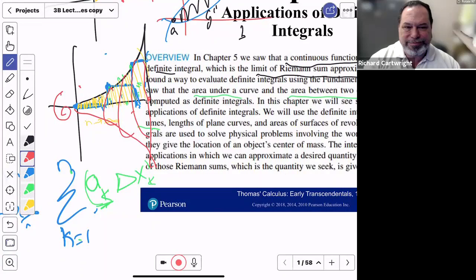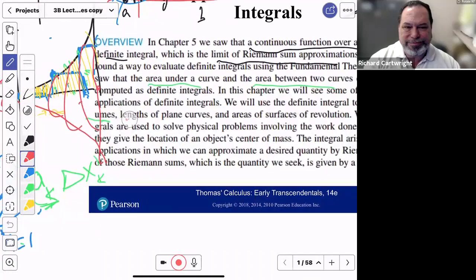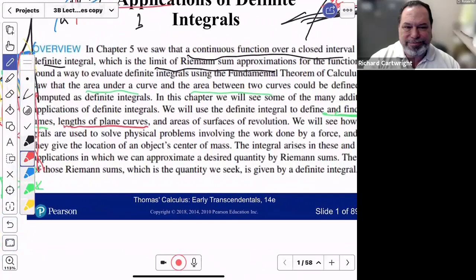You know, as a fan spins really fast, it almost looks solid. You can't see it because that blade is going so fast. So picture that it's creating a solid. Arc length is not on the AP test, but it is required by the college to cover. Also, surface areas are not on the AP test.